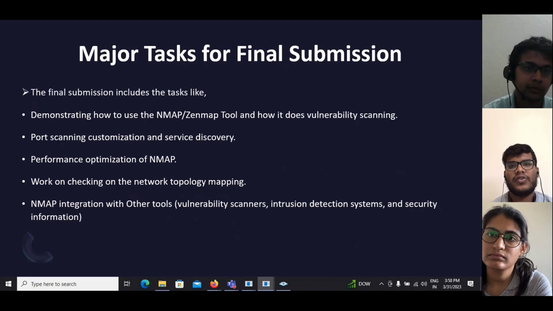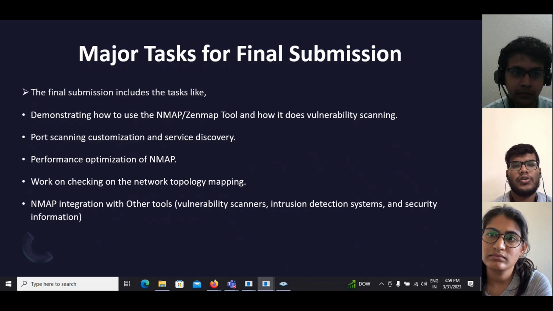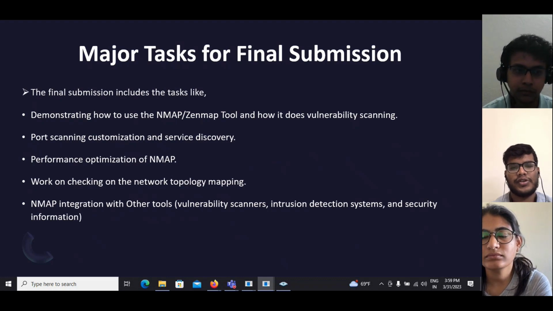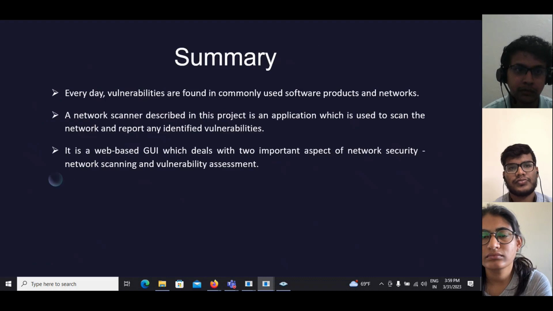Yeah. The major tasks for our final submission include demonstrating how to use the Nmap and Zenmap tools, and how vulnerability scanning, port scanning customization and service discovery work, performance optimization of Nmap, network topology mapping, and Nmap integration with other tools like vulnerability scanners, intrusion detection systems, and security information tools. Next slide.